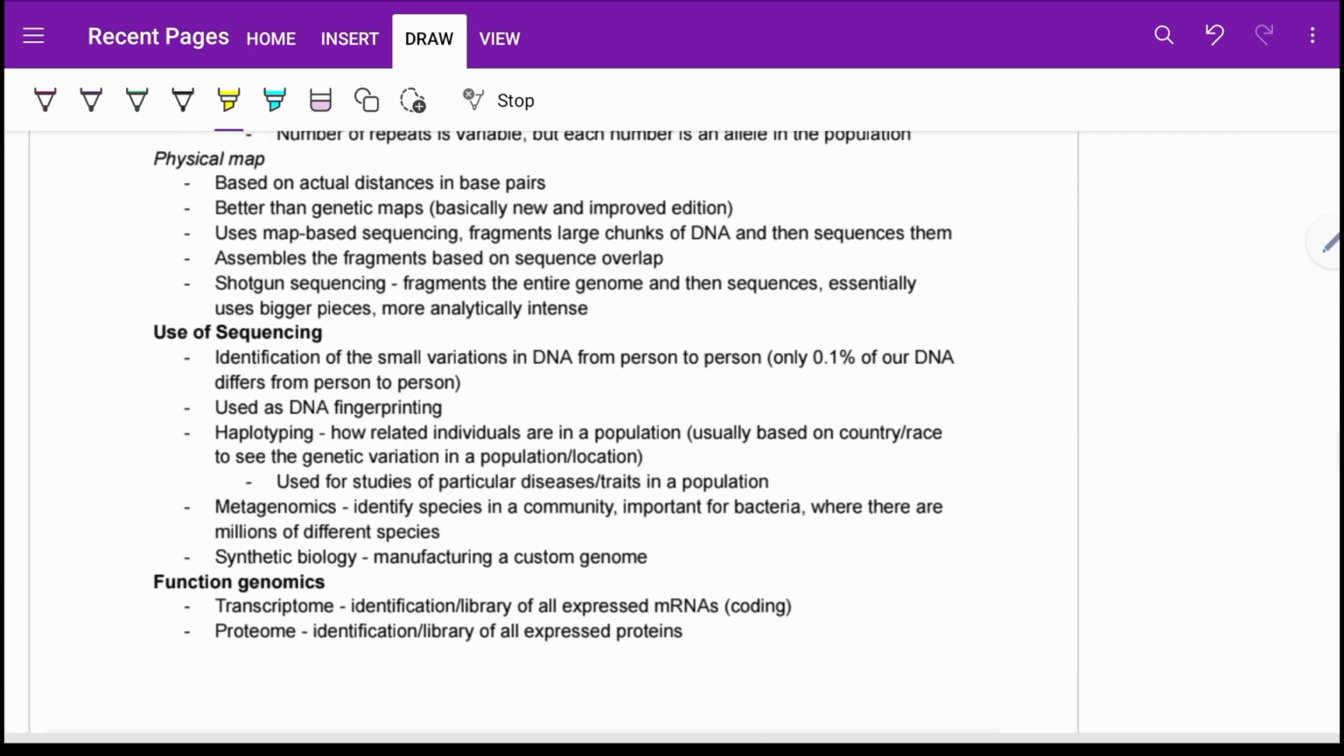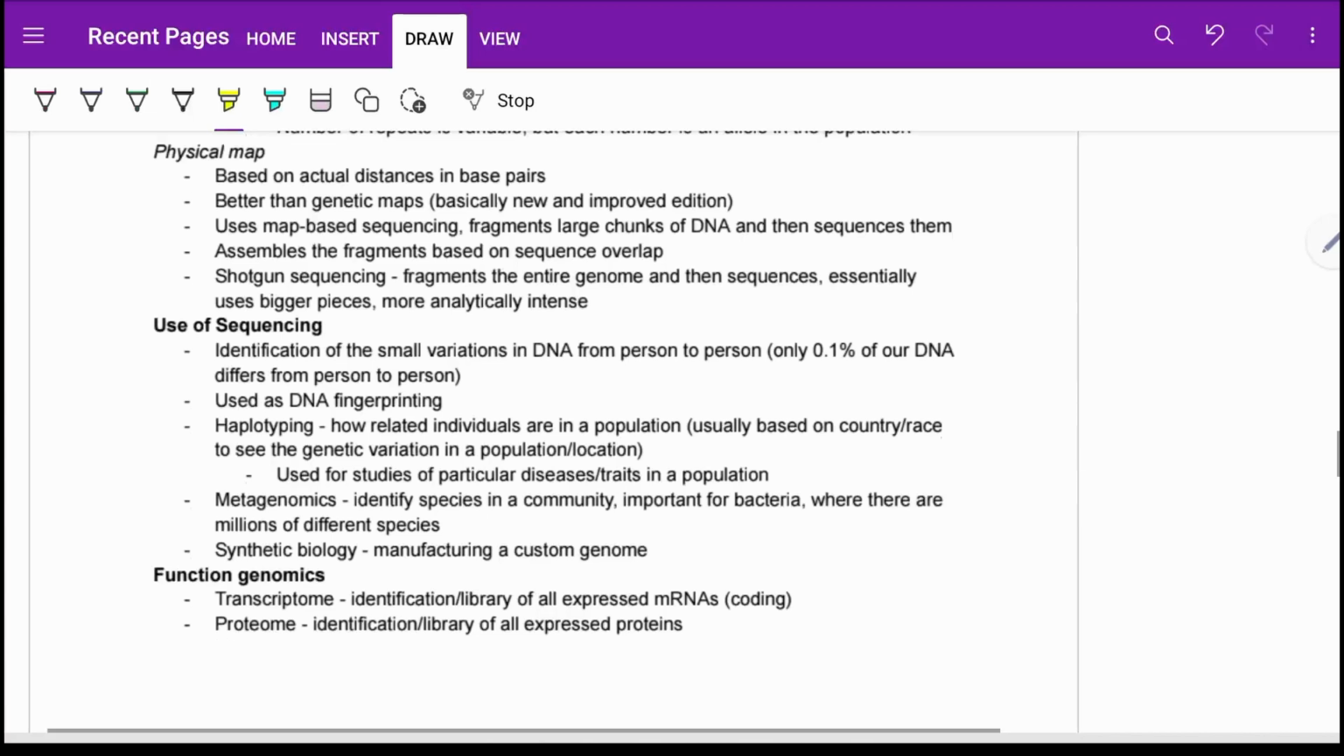We also have the concept of a physical map, which is based on actual distances in base pairs. This is a lot more precise than a genetic map, and it's basically the new and improved edition. It uses more accurate sequencing, and we fragment large chunks of DNA, sequence those chunks, and then stitch them back together by seeing which parts overlap with each other. We can also do something called shotgun sequencing, which is a little bit faster, and it basically skips the fragmenting part.